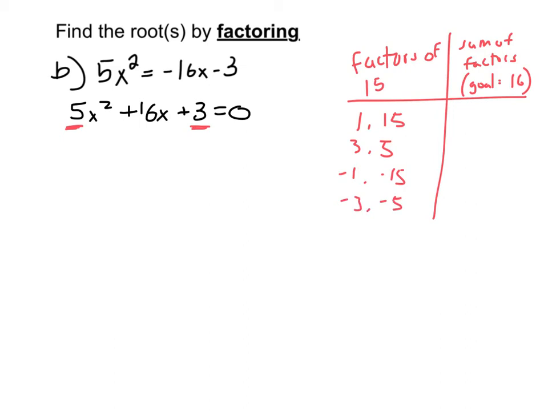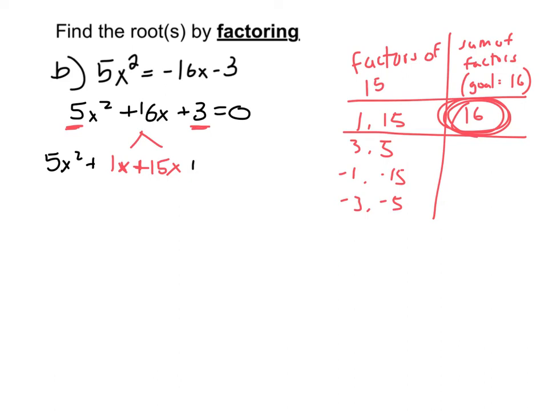We don't really have to list them all out. We could start by just finding some of the sums, and the first one would have had the right sum, so I could have just stopped there. So there we go. 1 and 15 gets the sum of 16. So that's what we wanted. So I'm going to break the 16x into 2 pieces. I'm going to break it out into 1x plus 15x. Then everything else stays the same. 5x squared plus, and then plus 3. So see, I didn't change the equation when I went from this step to this step. I just broke the 16 into 2 different pieces.